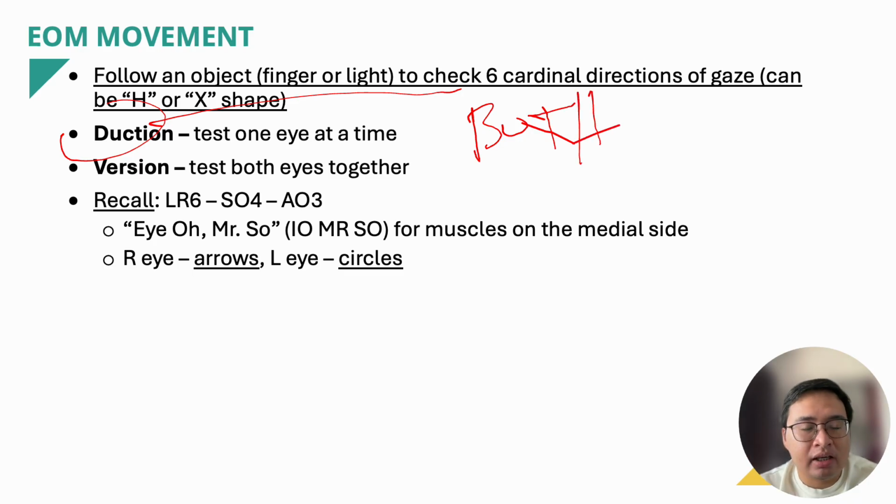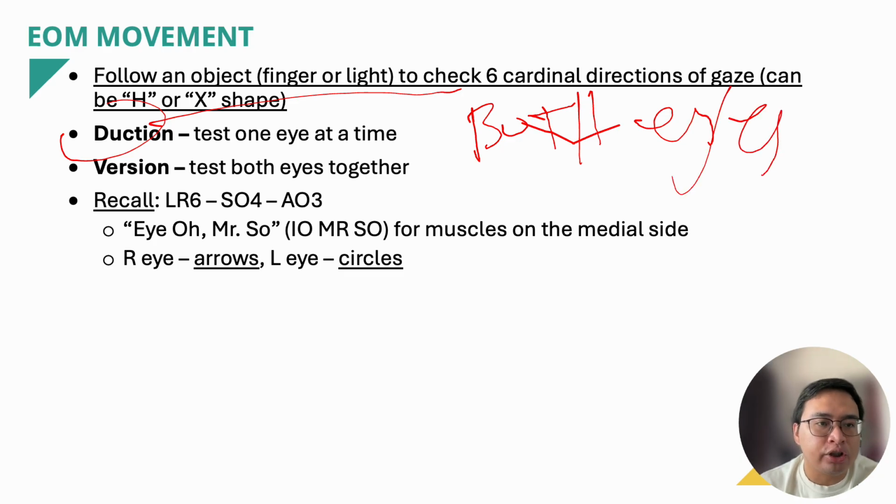So, it's wrong in the PowerPoint, no? Please just correct it. Duction, both eyes. So, eyes open, both eyes. Version, one eye at a time. Right? So, by the way, which cranial nerves are handling which extraocular muscles?